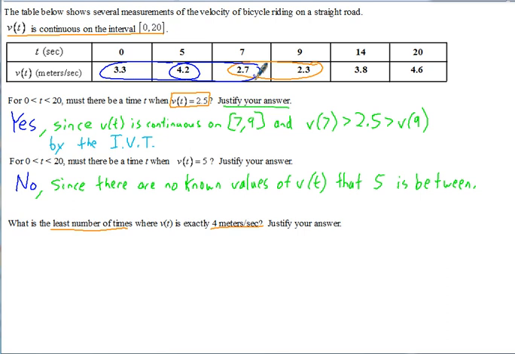Is 4 between 2.7 and 2.3? No. Is 4 between 2.3 and 3.8? No. Is 4 between 3.8 and 4.6? Yes. So there's a third time, on the interval from 14 to 20, that the velocity has to equal 4. So your answer here would be that v of t equals 4 at least 3 times.